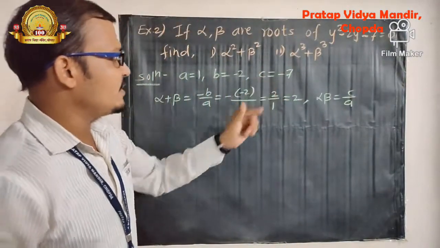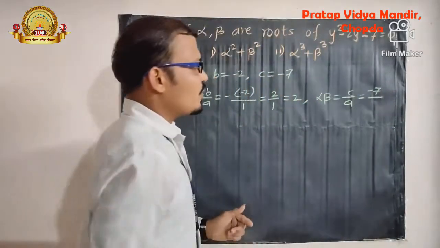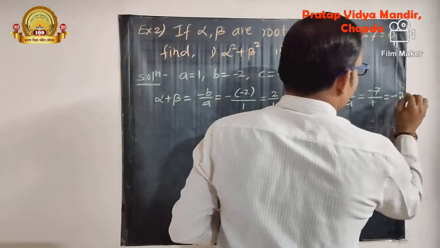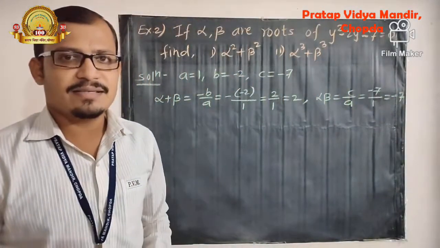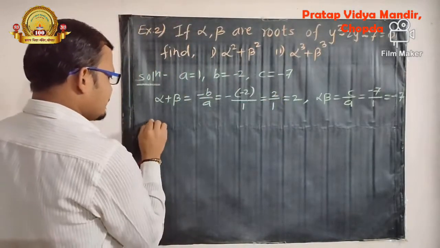What is the value of c? Minus 7 and the value of a is 1. So we get the value of alpha into beta is minus 7. Friends, now we can easily find the value of alpha square plus beta square.